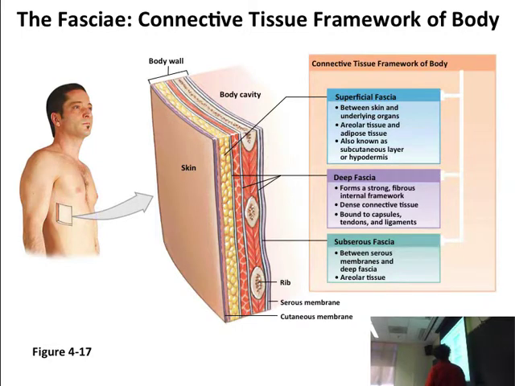And then finally, there's a subserosa fascia that is found between the serous membranes and the deep fascia. So this is areolar tissue. This deep fascia is helping to separate muscles and define ligaments and tendons. All right, that's enough on the fascia.